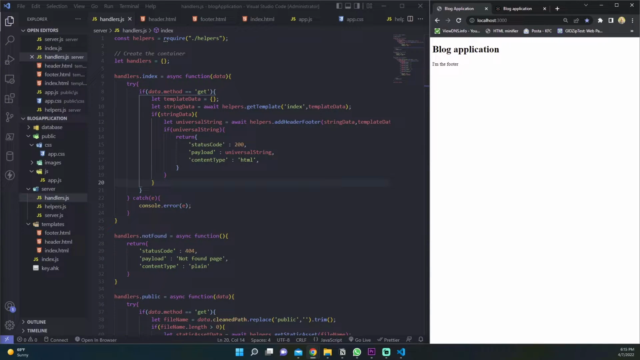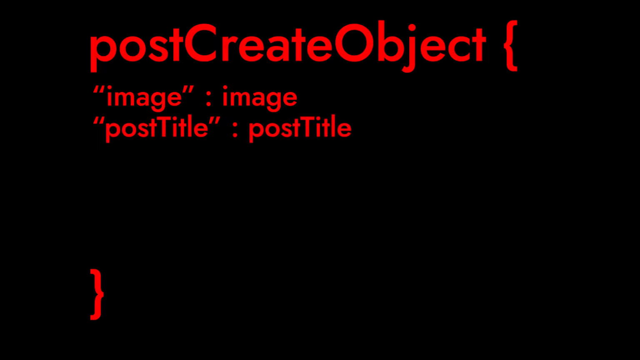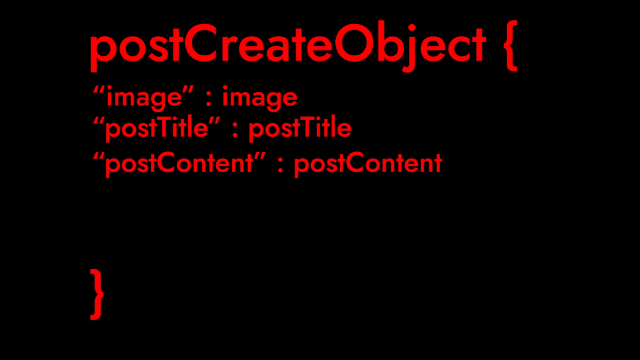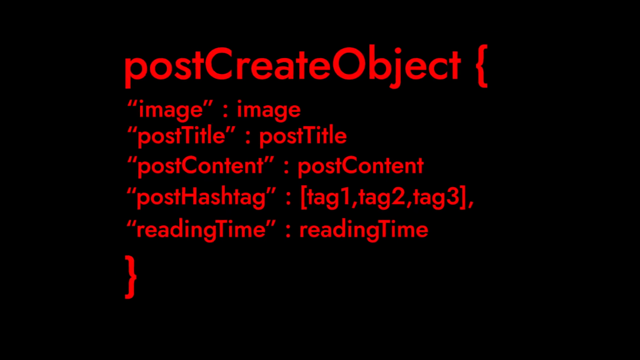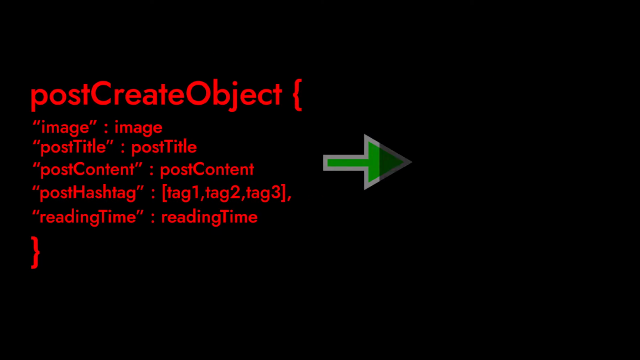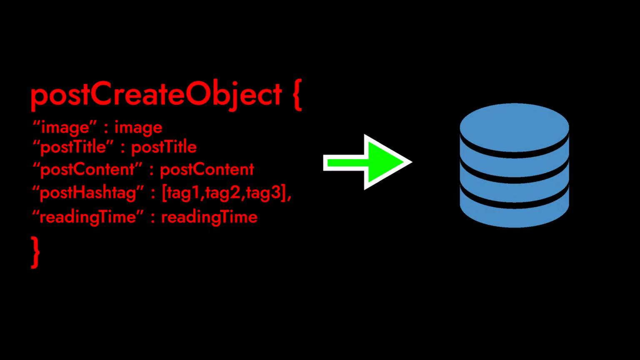So we are going to create the HTML template that will contain the form through which our users will be able to create the blog post. Before we start to create all the HTML markup, let's take a look at what data we must pass from the client to our server. We want our users to be able to upload an image, insert the post title, the post content, insert 3 post hashtags and the reading time of the post. Our goal is to pass those data and store them inside our database folder as a JSON object.